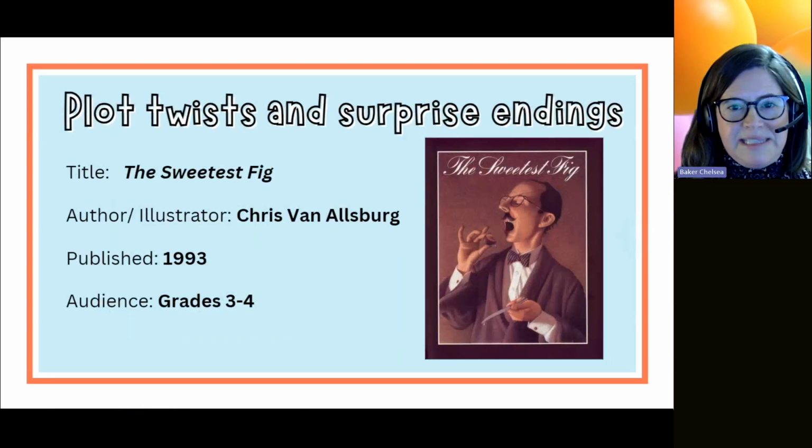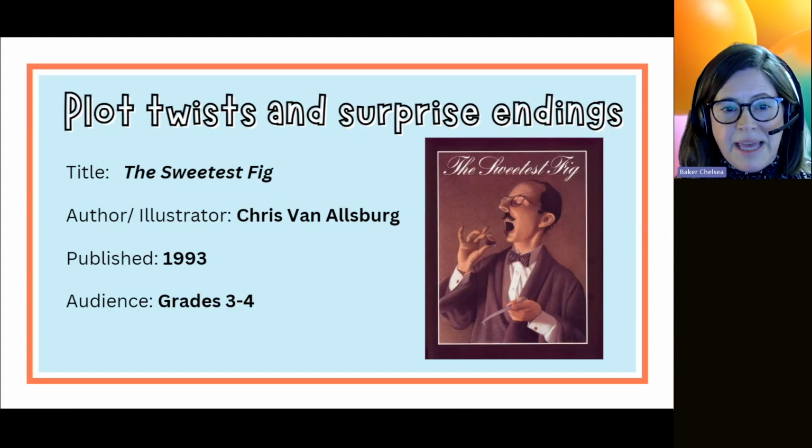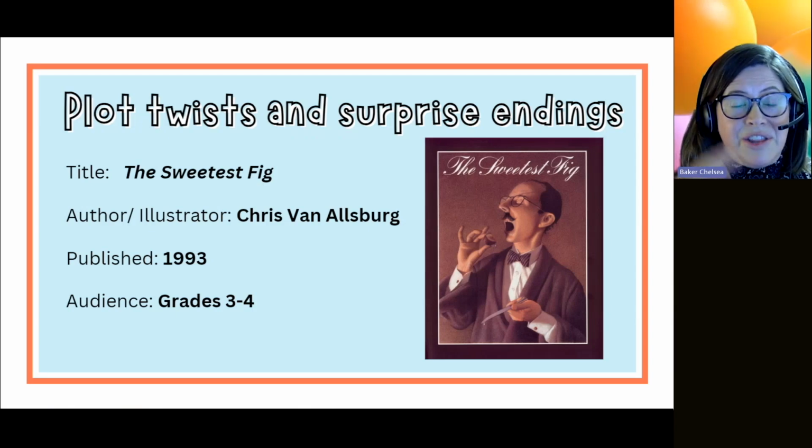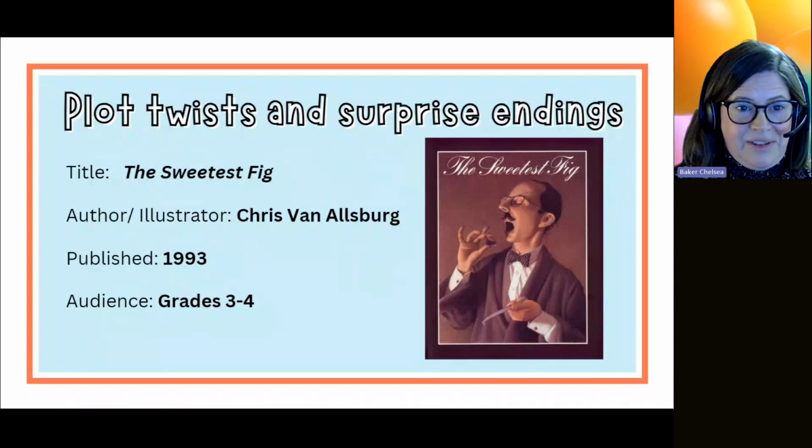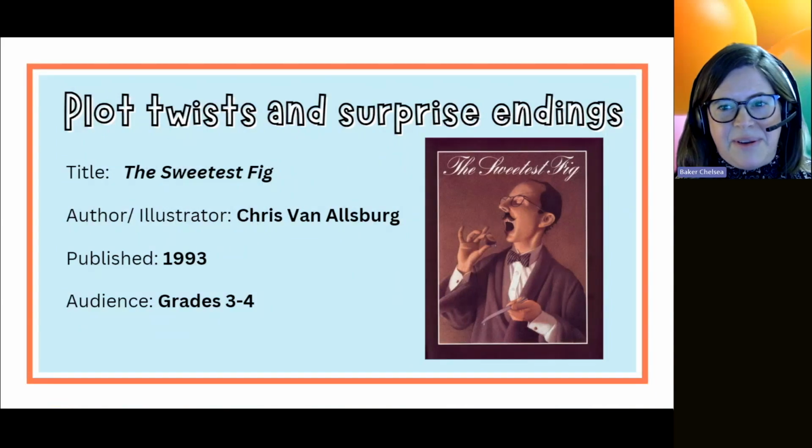Plot twists and surprise endings: The Sweetest Fig by Chris Van Allsburg, published way back in 1993. I love reading this to grades 3 to 4. And for reading comprehension, this title is very effective, to see the look on their faces at the end. I'm sure a lot of you know this book, but you've got to think about the story to understand what happened, and it's very hard-hitting.